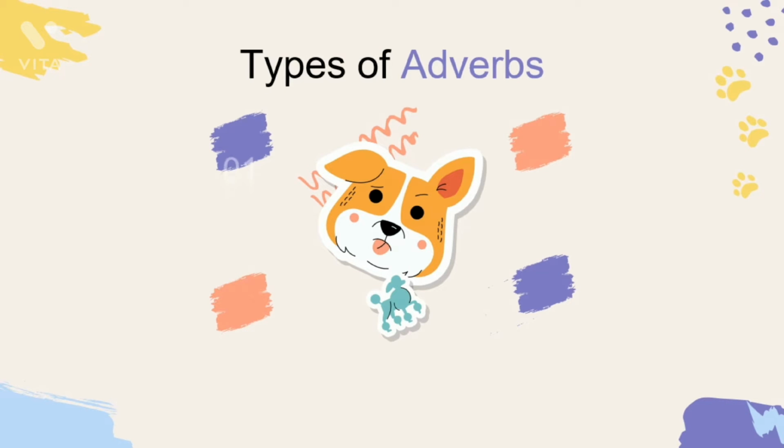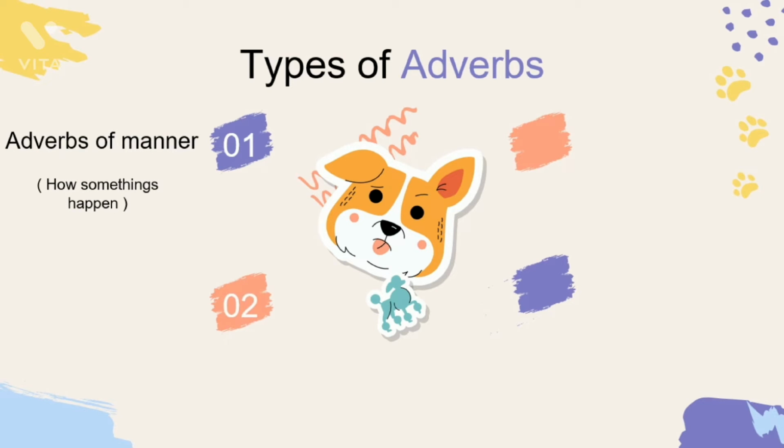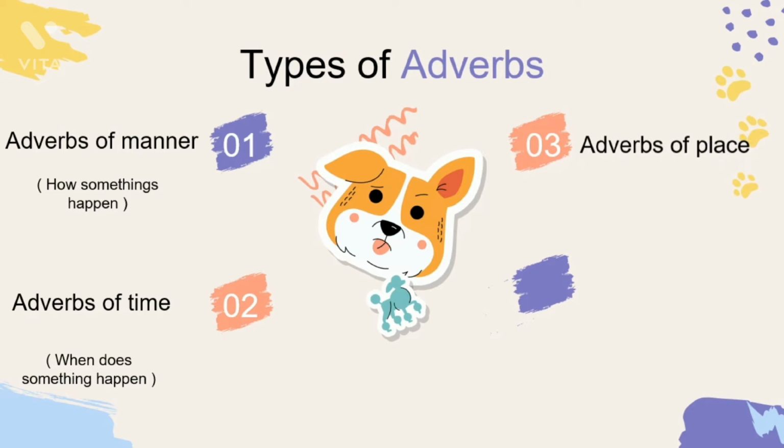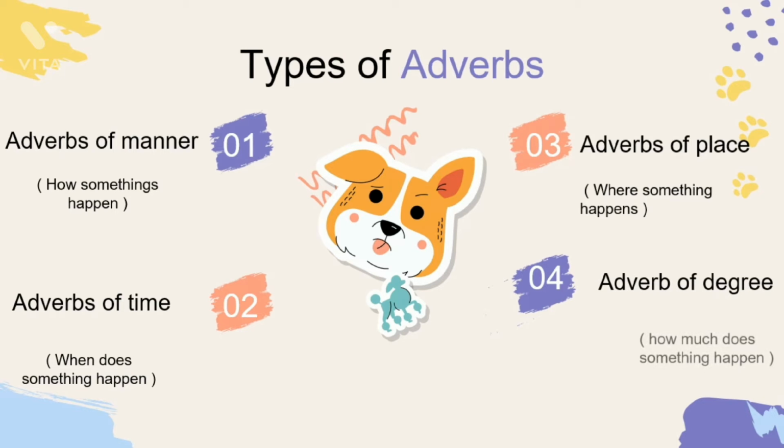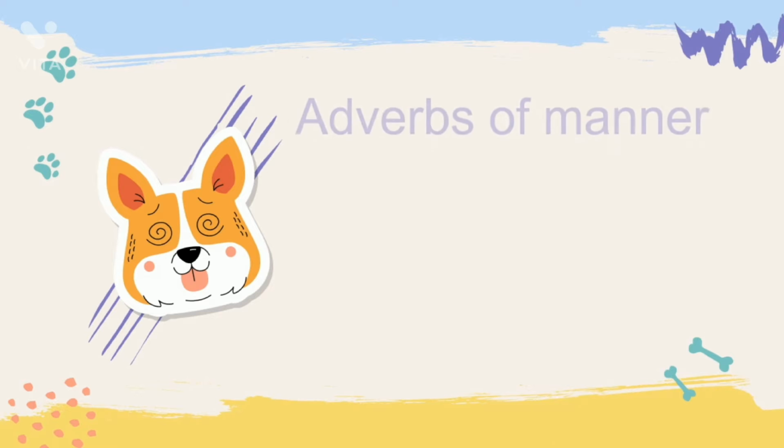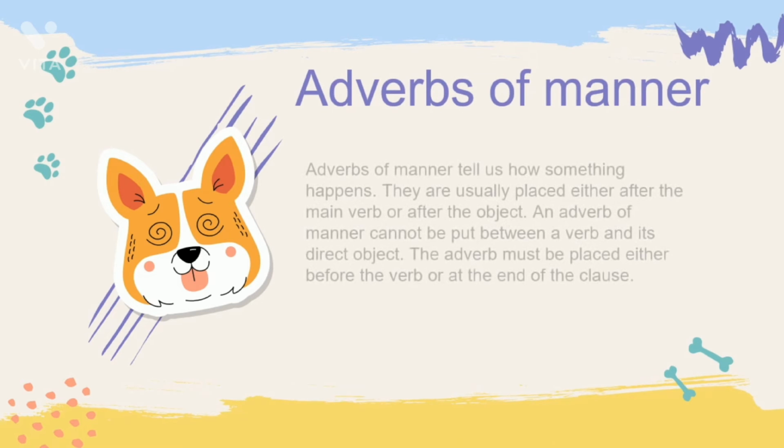Now, let's move on to know about the types of the adverbs. So the first type is the adverbs of manner, that describes how something happened. The second type is adverbs of time, when does something happen? The third type is adverbs of place, where something happens. And the fourth type is adverb of degree, how much does something happen.